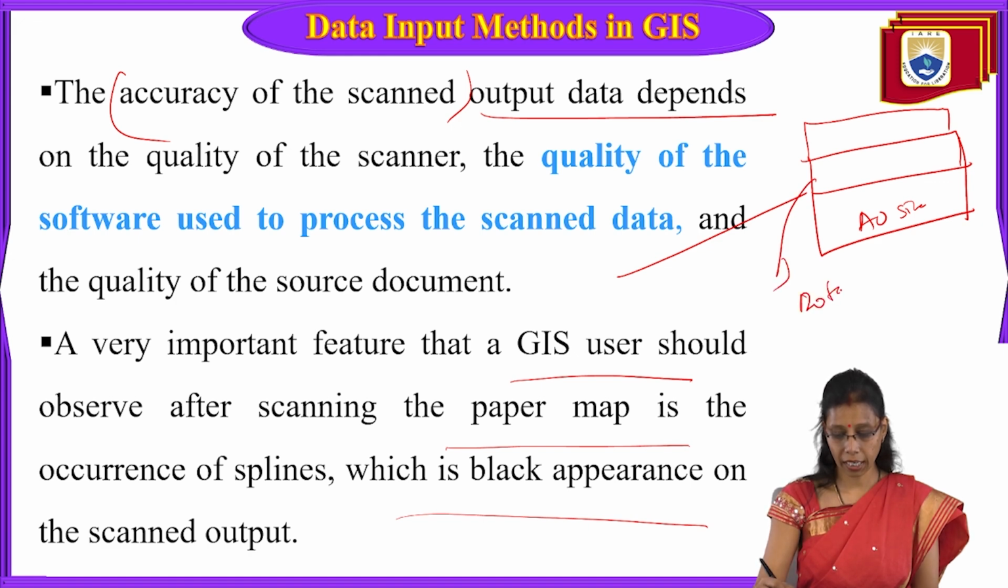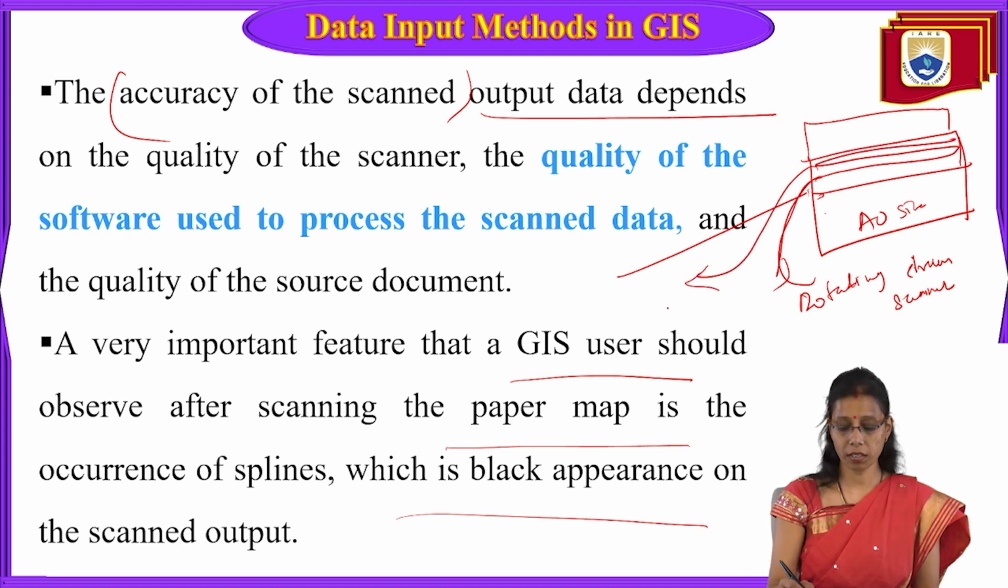Okay, the rotating drum scanner is kept in the system. As the map enters inside this drum, it keeps scanning like this, and further you can get this information which is attached to the computer system. Suppose this is the map here on an A0 size sheet, it will appear on the computer system like this.